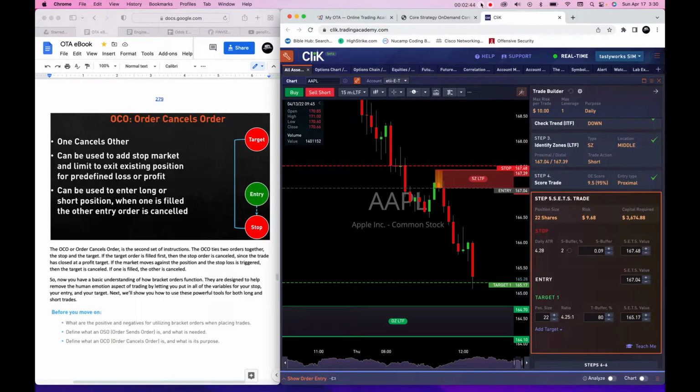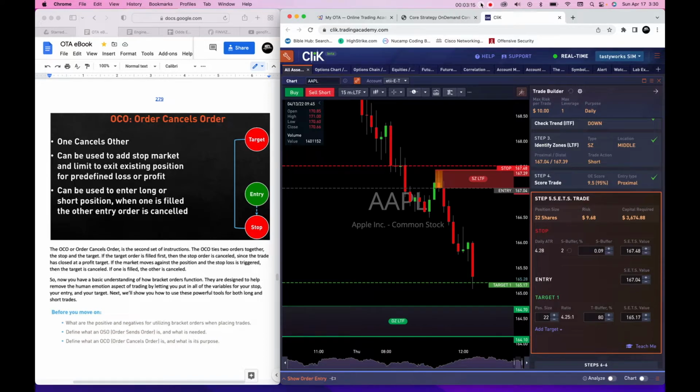The OCO, or order cancels order, is the second set of instructions. The OCO ties two orders together, the stop and the target. If the target order is filled first, then the stop order is canceled since the trade has closed at a profit target. If the market moves against the position and the stop loss is triggered, then the target is canceled. If one is filled, the other is canceled.